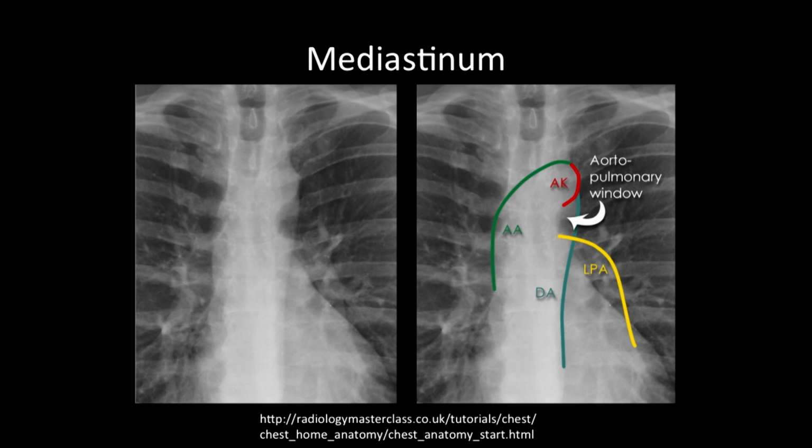And then as we move up and evaluate the mediastinum, the things that we're going to see are the ascending aorta, the aortic knob, then the descending aorta, and you can also see the left pulmonary artery as well. All right, so let's take a look at some cases that have us evaluate the cardiac silhouette and the mediastinum.